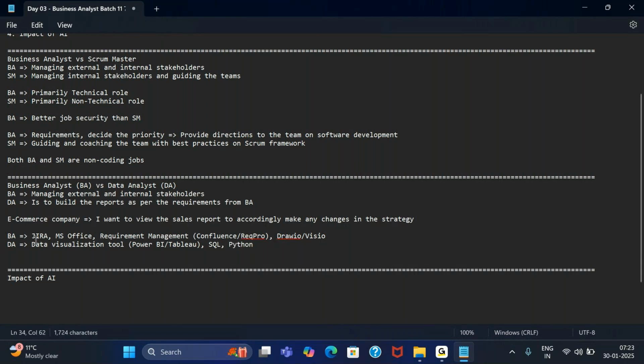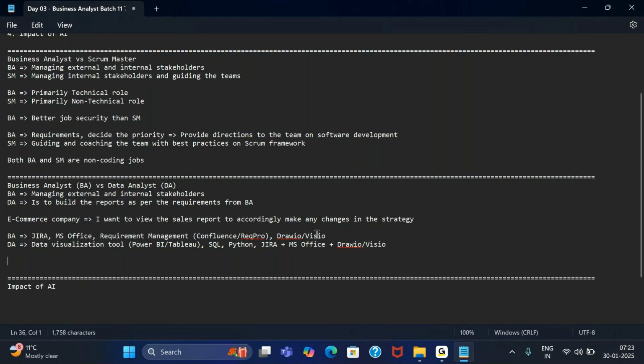Now, a data analyst obviously will be using these tools as well: Jira, Microsoft Office, and sometimes Draw.io and Visio to create flowcharts. But even if you don't know Jira or MS Office, you can still survive. The main part that you should be aware of as a data analyst is a data visualization tool, SQL, and Python. Python is not mandatory to an extent, but a data visualization tool and SQL definitely are needed.